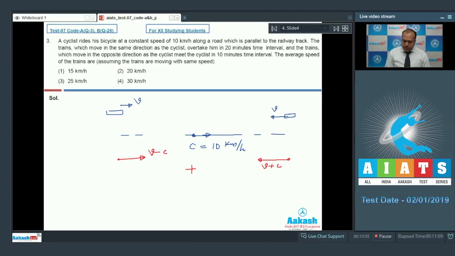So now we can write V minus C, that is the relative velocity of this train in this direction, into the time taken by the train, which is 20 minutes. So 20 by 60 is equal to V plus C into 10 by 60. If I solve this, the value of V comes out to be 3 times C. Since the value of C is 10 km per hour, this is equal to 30 km per hour. So option 4 is the correct answer. Let's move to question number 4.